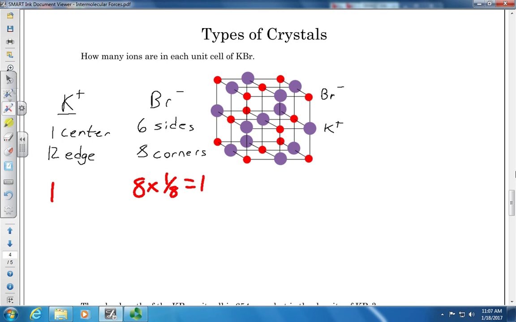So we have that. We know also that the sides are going to be half of a bromide. So there are 6 sides times 1/2, that's 3. So those two added together give us 4. So there should be 4 bromide ions. And we have potassium. We know there's 1 at the center.